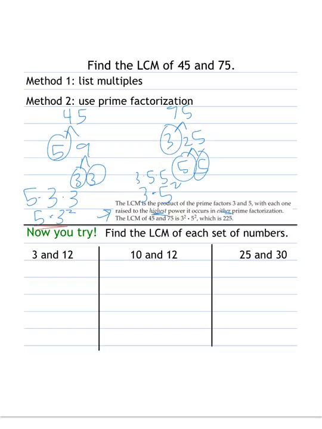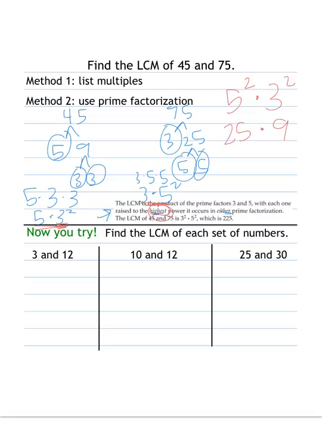Well, if we look at our prime factorization for both 45 and 75, we notice that there's a 5 in both of them, but in one of them it's raised to the second power, so that is the highest power, so we're going to take the 5 squared. And then we also have a 3 in both of them, but here it's raised to the second power, and again we're looking for that highest power between the two, which is 3 squared. Do our multiplication, which is 25 times 9.